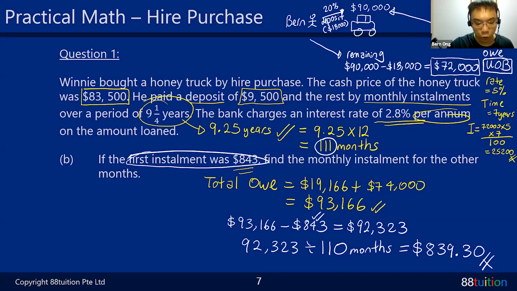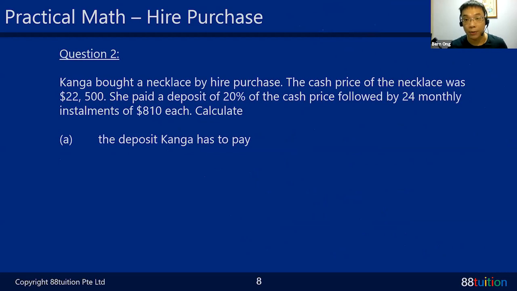So moving on to question 2. Question 2 is also something to do with hired purchase, just to make sure you understand what is happening.